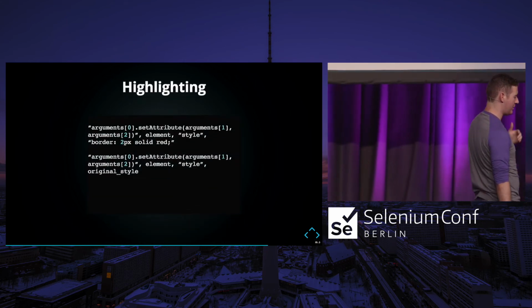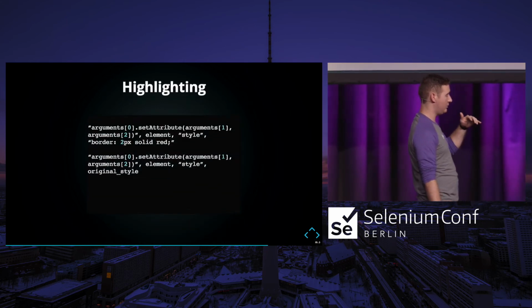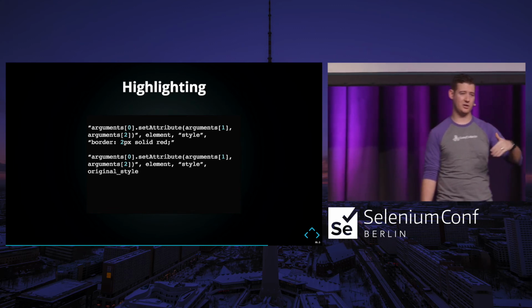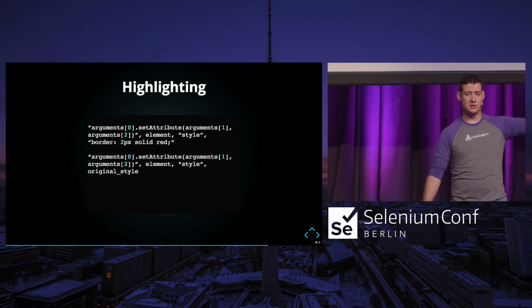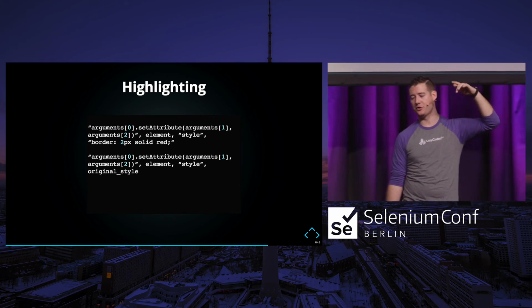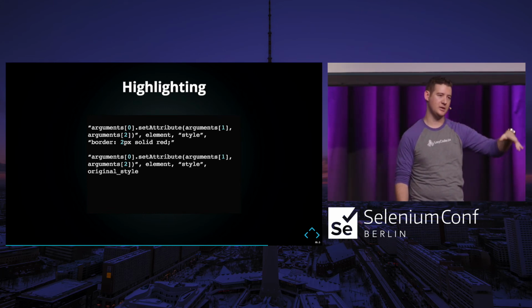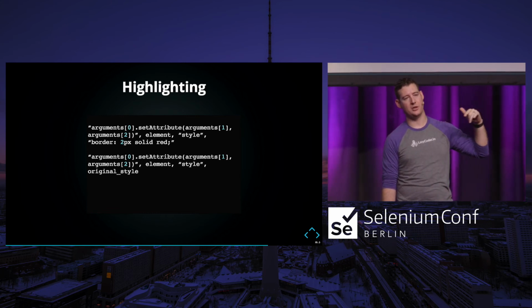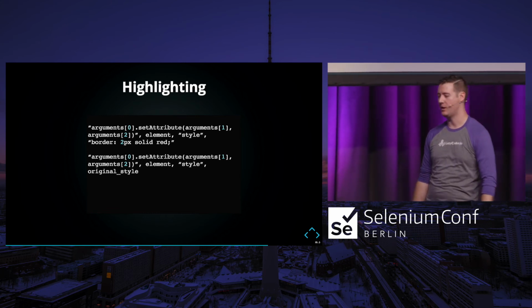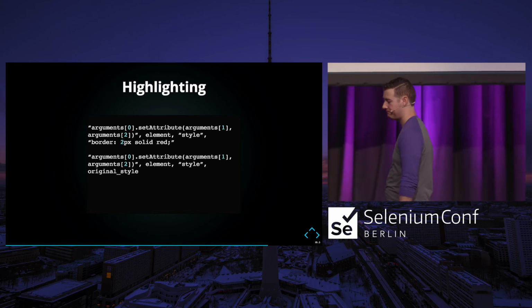To highlight an element, you're going to use the exact same thing as I talked about earlier. You can execute JavaScript into the browser. These two lines of code up here, the first one will save the current styling of the element. It will then turn it red, and then it will turn it back when it's done after the screenshot is taken.